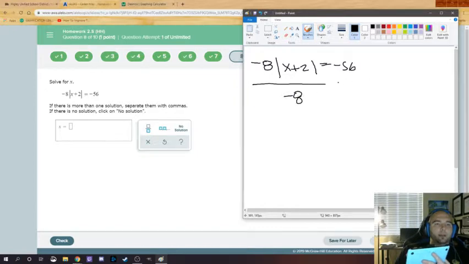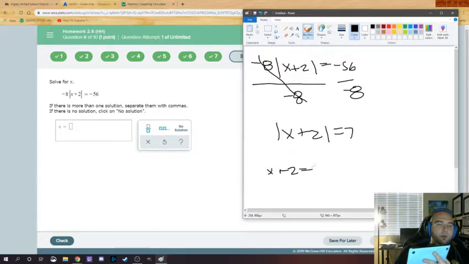So if I divide by negative 8, x plus 2 equals 7. And now we have a regular problem. Notice 7 is positive, so now it's good again. And now I can split this up and find the two solutions.